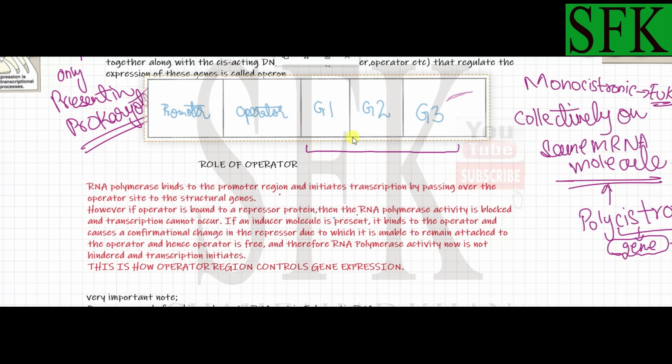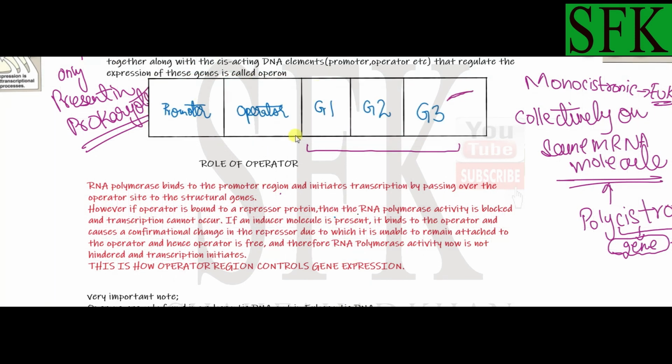So basically the operator has a key role in controlling the expression of the genes with which it is associated. RNA polymerase activity can be hindered or can be initiated depending on whether the operator is attached to a repressor or is free. This is how it controls the gene expression.